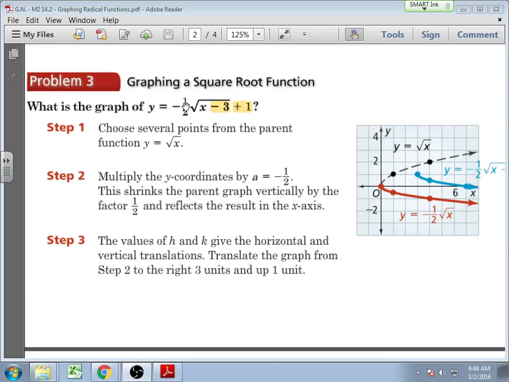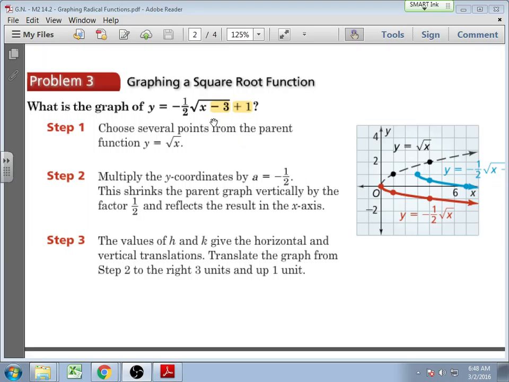So my negative 1/2 compression factor takes my parent function, flips it, and brings it closer to the x-axis. All my values are going to be half as far away from the x-axis as they were before. We can see here out at x equal to 4, my y was going to be equal to 2 because the square root of 4 is 2. But when we multiply that by a negative 1/2, we actually just end up with a negative 1 for the y value.